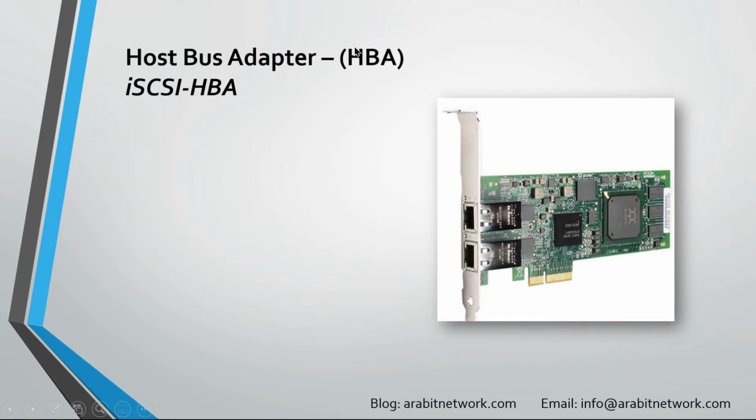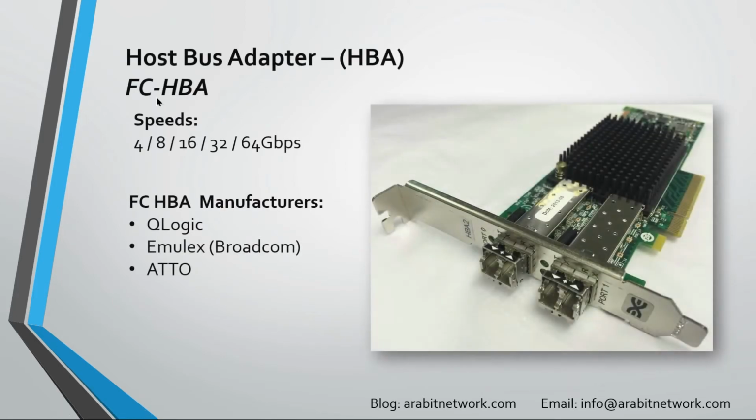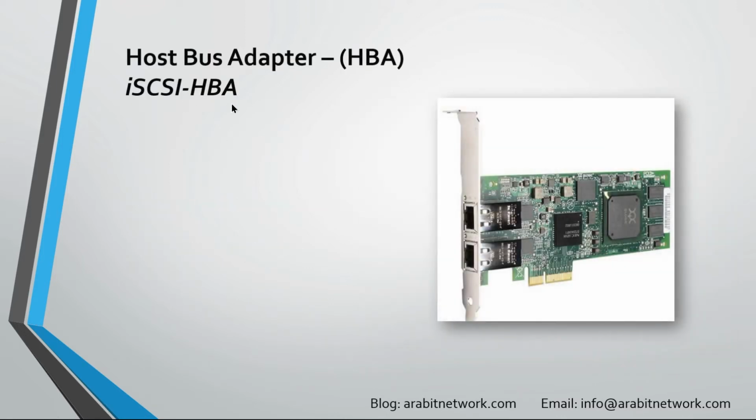Okay, we have another type of HBA. The previous one was the FC HBA, and usually when you say just HBA, it means Fiber Channel HBA. Usually it doesn't mean other types of HBAs, but there is another type of HBA actually, which is the iSCSI HBA, which is used for the iSCSI protocol type of storage. It's nothing but an Ethernet card, but it's dedicated specifically for iSCSI traffic.